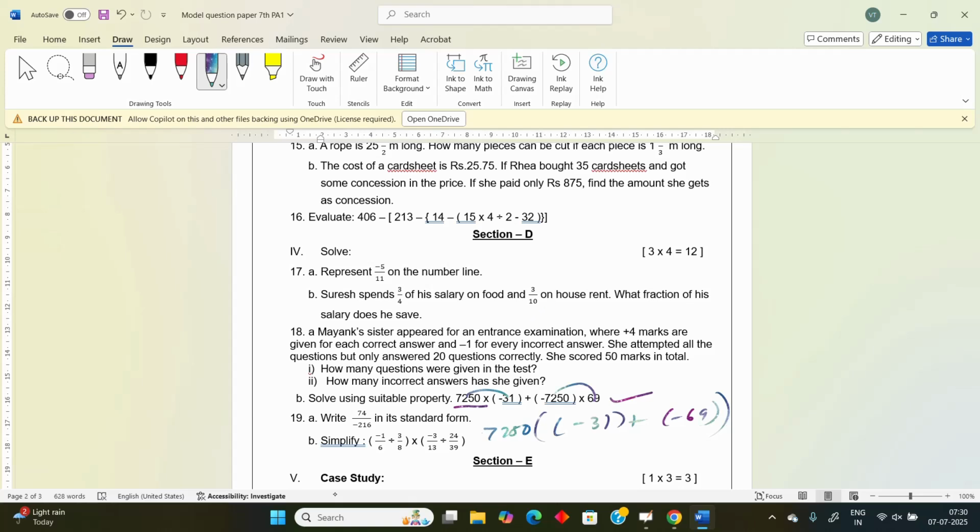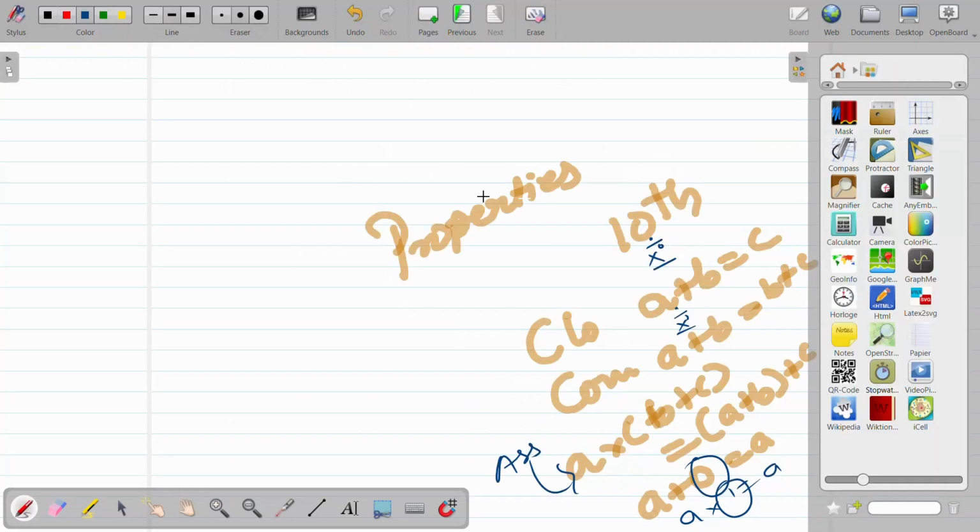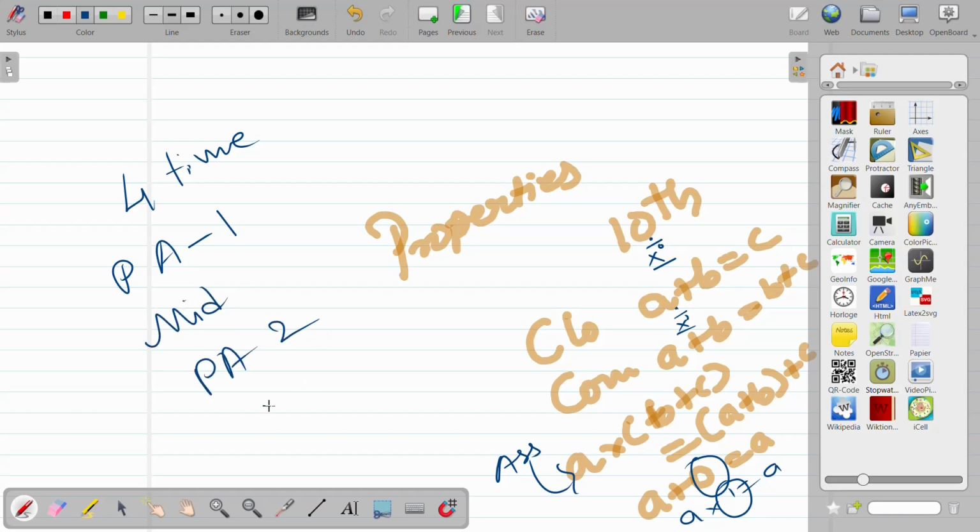But what I am expecting from all of you is that you learn these properties. This is most important. Every year it will come 4 times. How is it 4 times? They will ask in PA1, they will ask in the midterm, they will ask in PA2, and lastly they will ask in the yearly exam.